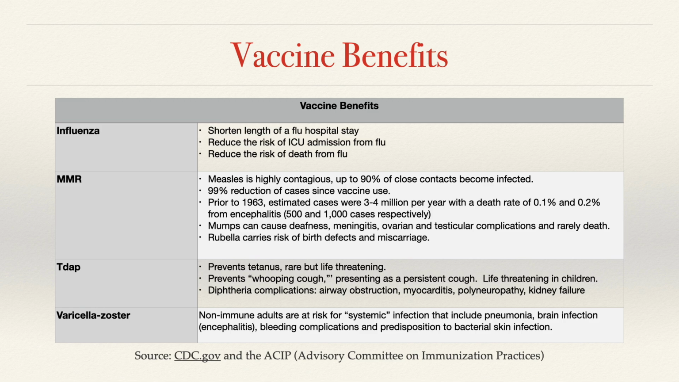For Tdap, the vaccine prevents the condition, which is rare but life-threatening. It prevents whooping cough, which is a mere nuisance persistent cough in adults, but a life-threatening condition in children. Diphtheria complications include airway obstruction, myocarditis, polyneuropathy, and kidney failure. Lastly, for varicella zoster, non-immune adults are at risk for systemic infection that includes pneumonia, brain infection, bleeding complications, and predisposition to bacterial skin infection.